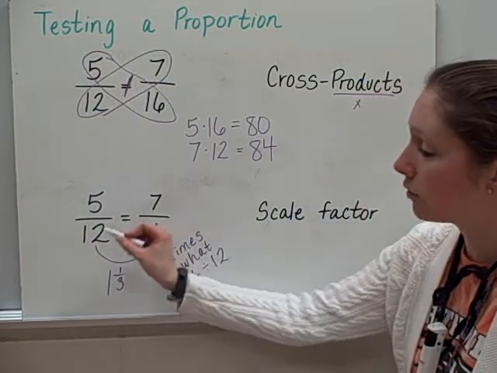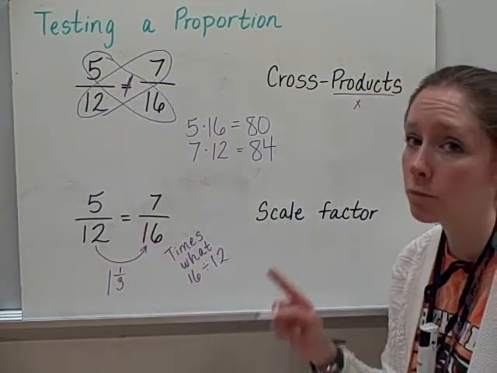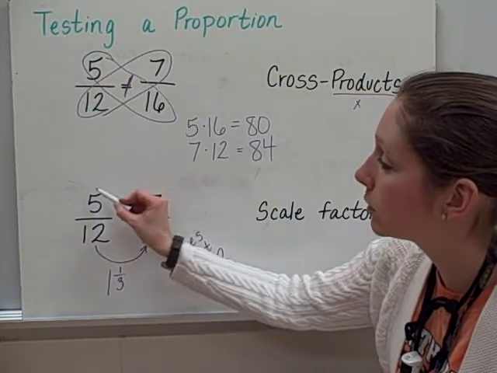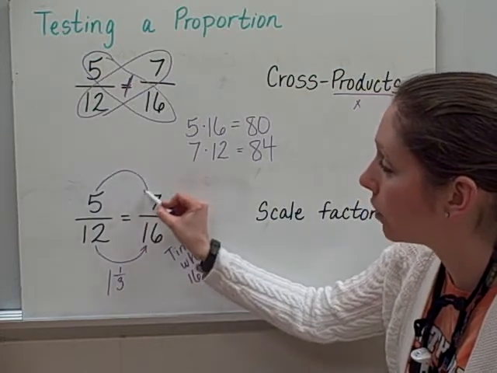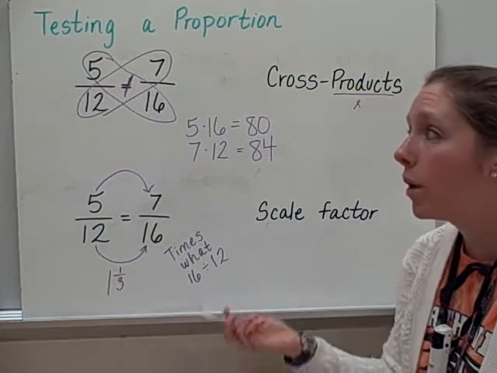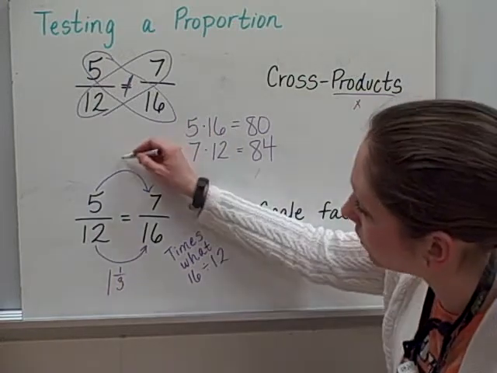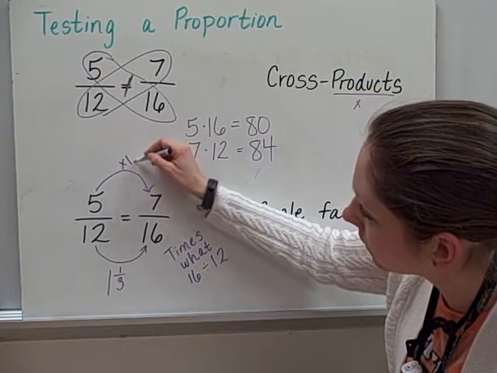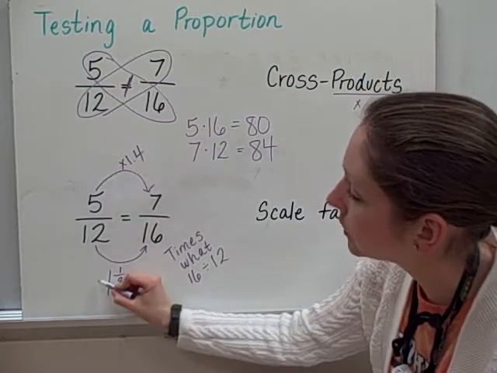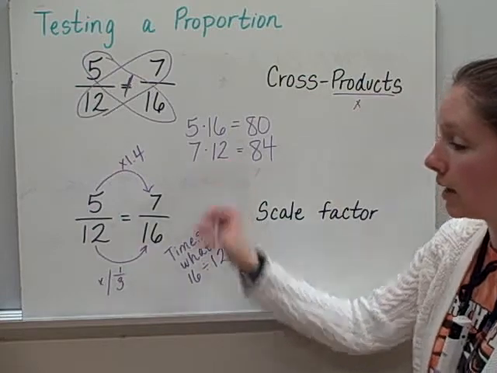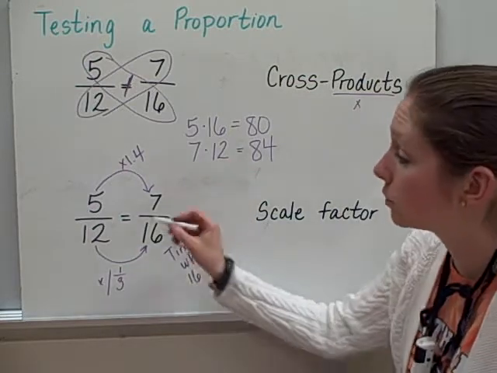Well, if this is my scale factor on the bottom, if this is a true proportion, I should multiply 5 times 1 1/3 and get 7. Well, we saw that it's not true. The scale factor for the top is 1.4. So if these scale factors are not the same, that proves that it is not proportional.